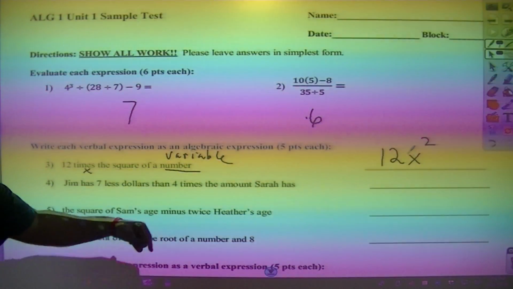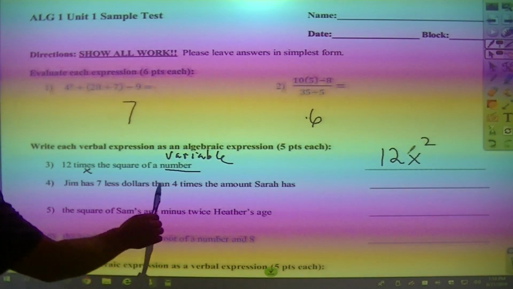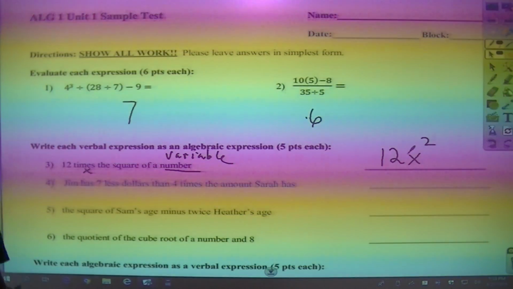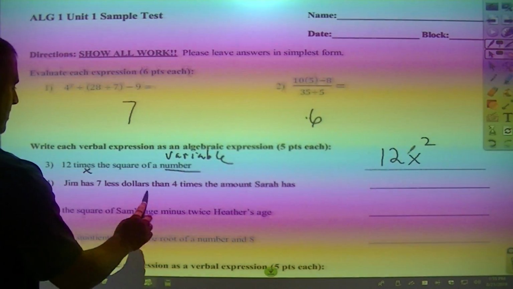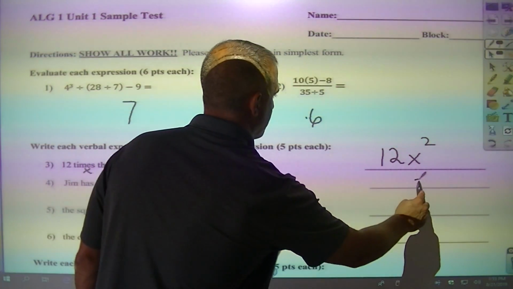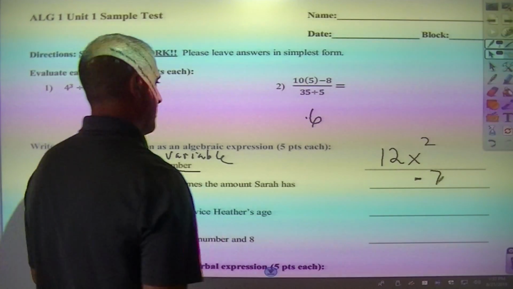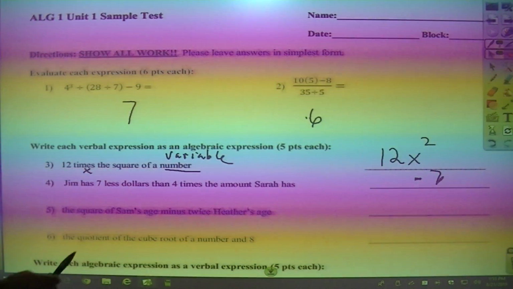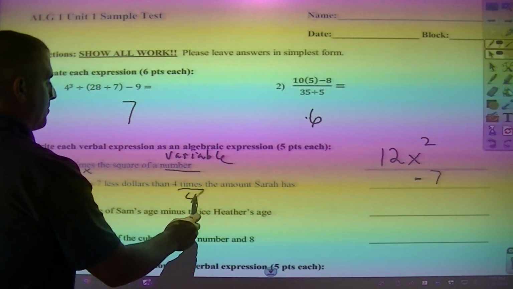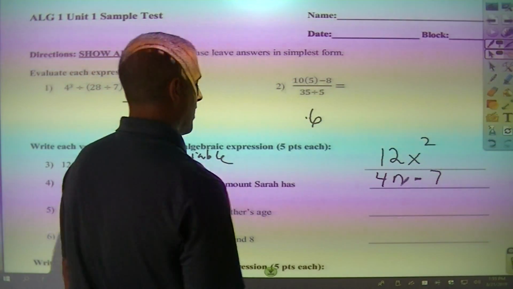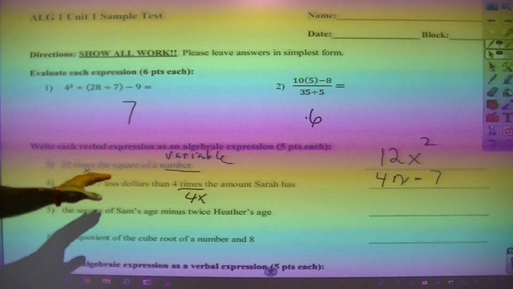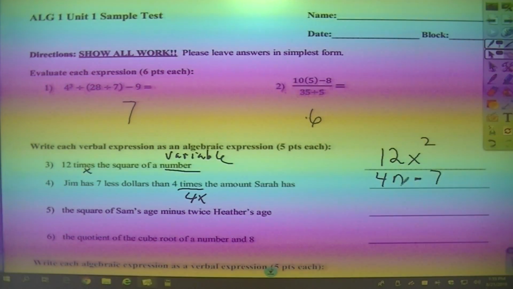Jim has $7 less than 4 times the amount Sarah has. Now this is where it sort of gets confusing. This 7 less will always be after in this case. So 7 less, and 4 times would be 4 multiplication. So I'll use 4n, doesn't matter. That's how you would write 7 less than 4 times the amount.